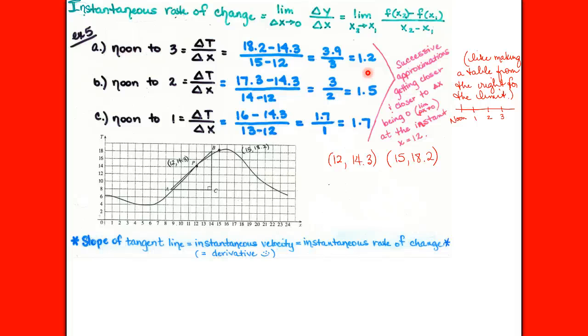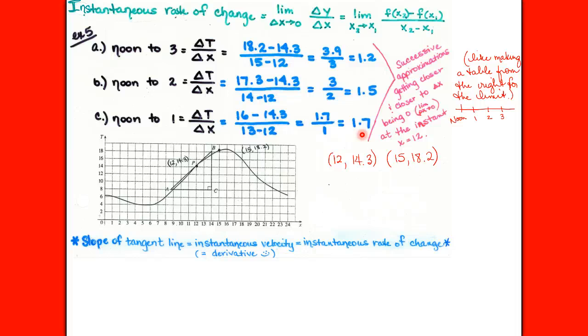Okay? Then it says, find the average rate of change from noon to 2. So I could go through and do the same thing. I could say, okay, let me pull those two ordered pairs, y2 minus y1, x2 minus x1, and that gives me a rate of change of 1.5. Then from noon to 1, same thing, y2 minus y1, x2 minus x1 gives me a rate of change of 1.7. So I found those average rates of change. We'll come back and talk about what they mean to us in just a second.